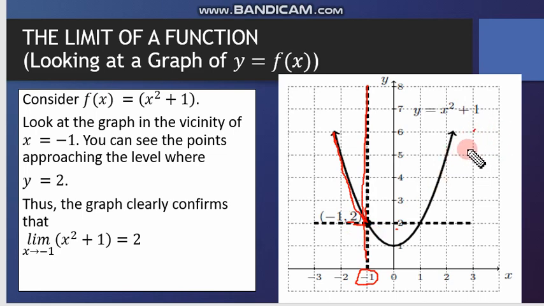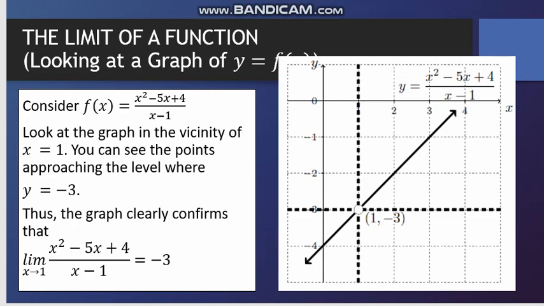Here at the right side, we will trace the graph. As we approach x is equal to negative 1, we could also approach the value of y is equal to 2 as well. So the y is the limit of the function. Therefore, the graph clearly confirms that the limit of x squared plus 1 as x approaches negative 1 is equal to 2.